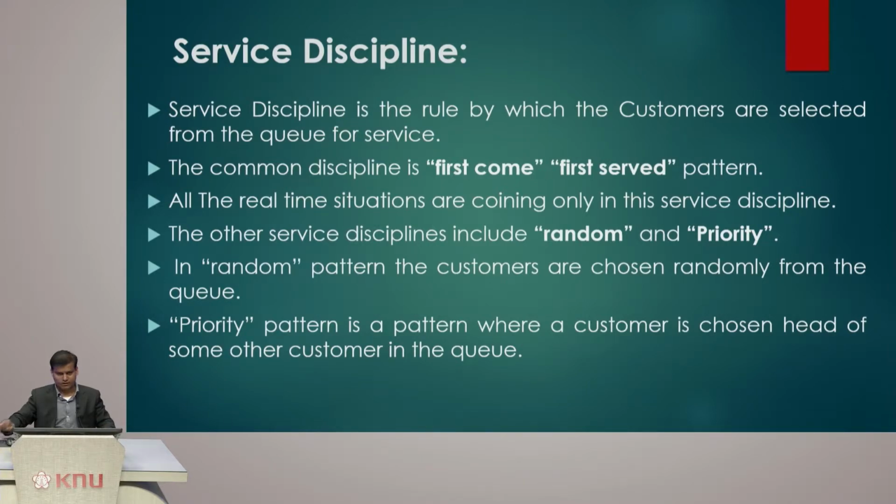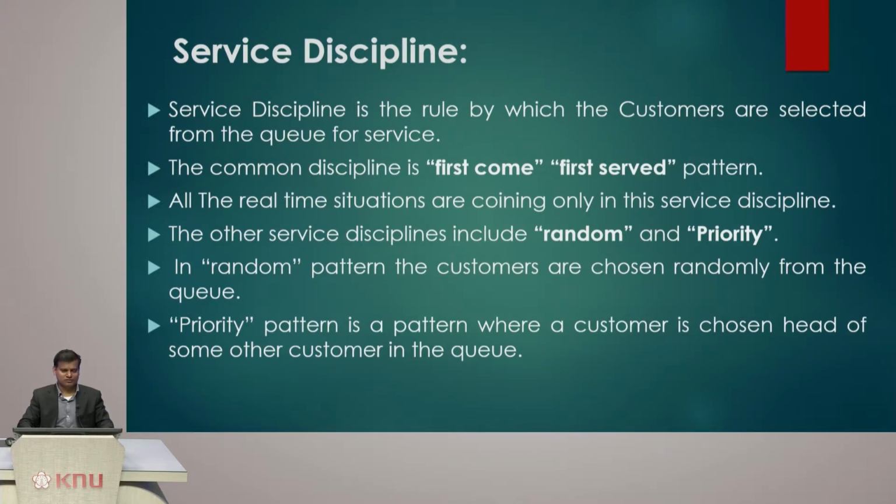Here comes the service discipline. As I already mentioned, we have the first come first serve pattern. There is nothing else: everyone who comes first is served first, and whoever comes last will be served last. So, they have to wait in the queue, unless there is some other discipline that you can establish.